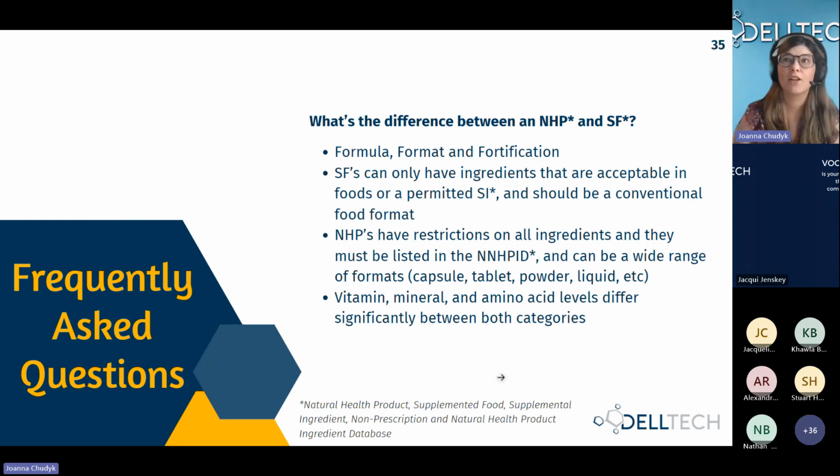Whereas for NHPs, you need to make sure that the formula itself only includes ingredients that are present in the non-prescription and natural health product ingredient database, or the NNHPID, which is a mouthful. But this is a database that includes all of the acceptable ingredients for natural health products in Canada. They can also be a wide variety of formats. So these are your traditional drug-like formats: capsules, tablets, powders, liquids. And one other important factor to consider is the different fortification levels and acceptable levels of those nutrients in both of these categories. The amount of a nutrient that's acceptable in NHPs versus a supplemented food differs significantly. So it's super important you're referencing the correct regulation depending on which category you're marketing your product as.